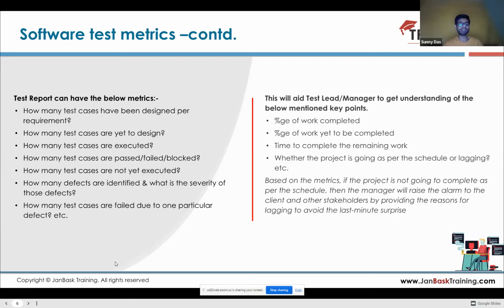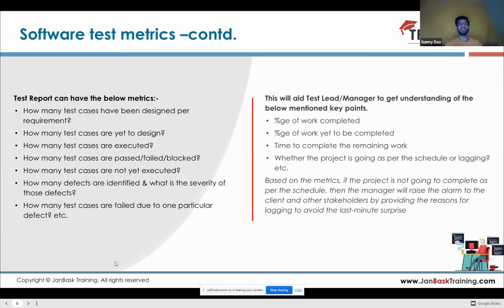And finally, how many test cases are failed due to one particular defect. Suppose you have a particular defect. Suppose you are not able to log in with the correct username and correct password. So now, as you are not able to log into the application, how are you going to test the rest of the test cases? You won't be able to execute. So most of the test cases will either be failed or will be blocked due to that defect, right?